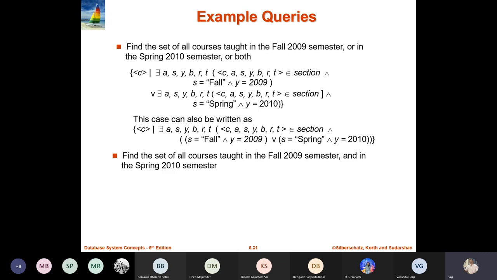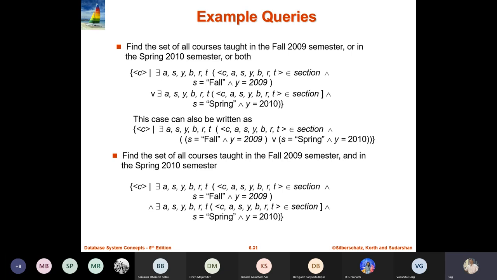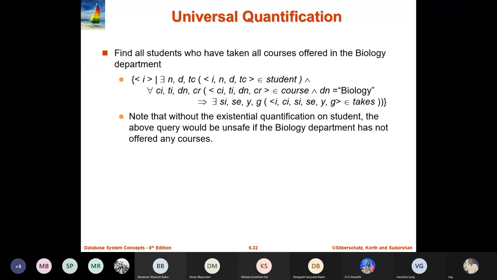So find the set of all courses taught in fall 2009 and in spring 2010. Right? So instead of this OR, we use this AND operator. So the other things remain the same. Similarly, we can have other things like taught in fall 2009, not in spring 2010. And this is the universal case, like students: find all students who have taken all courses offered in the biology department.